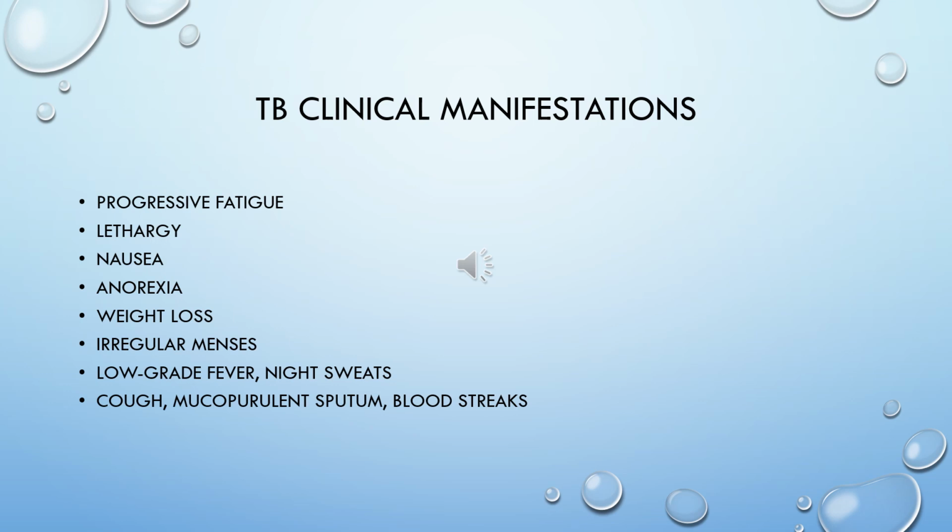So they will have a cough. They usually have mucopurulent sputum, which is typically blood streaked. That's another warning sign that we look for in our patients with TB. So I would definitely be familiar with these.